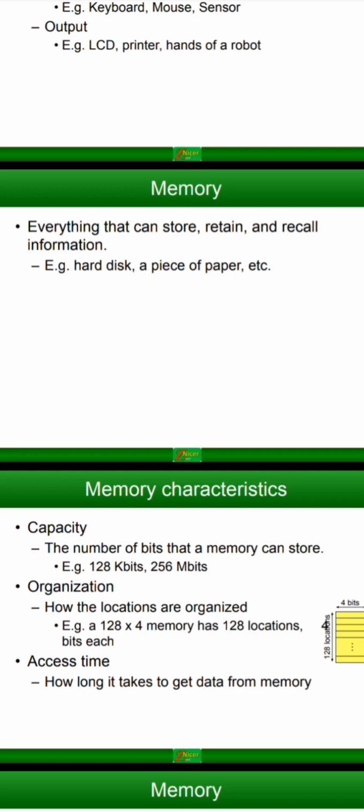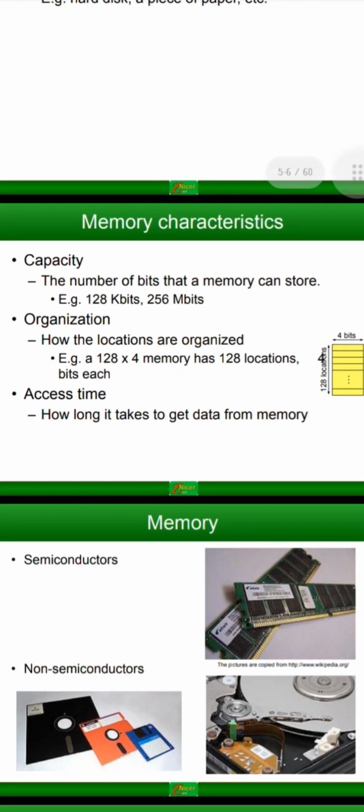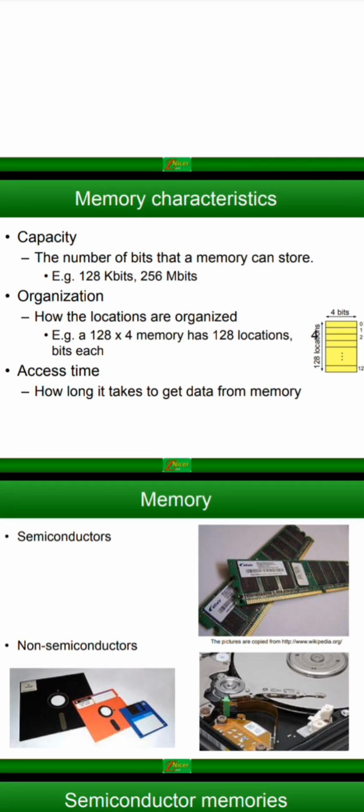Then we have the memory. Everything that can store, retain and recall information is known as memory, which includes a hard disk, or a piece of paper on which we write. Then we have memory characteristics. Memory characteristics include the capacity, the number of bits that a memory can store, for example 128 kilobytes and 256 megabytes. Its organization includes how the locations are organized in a register.